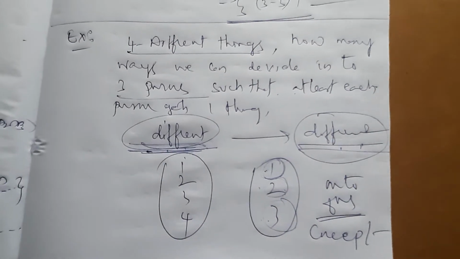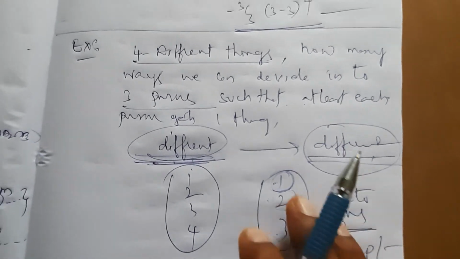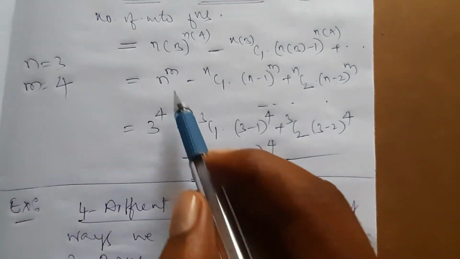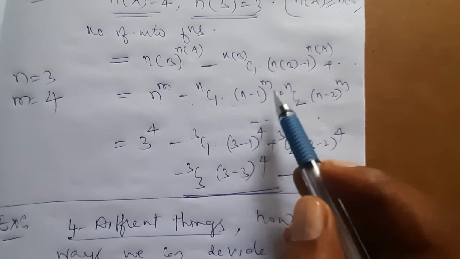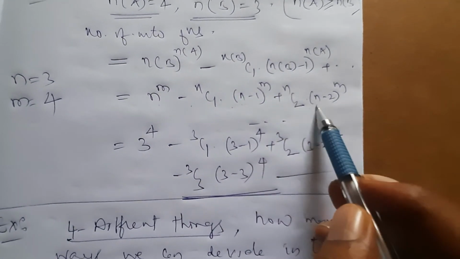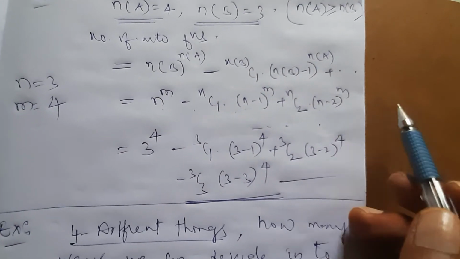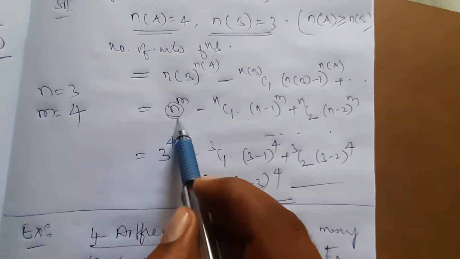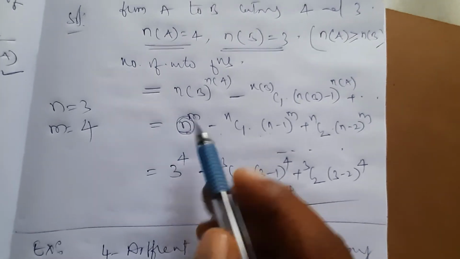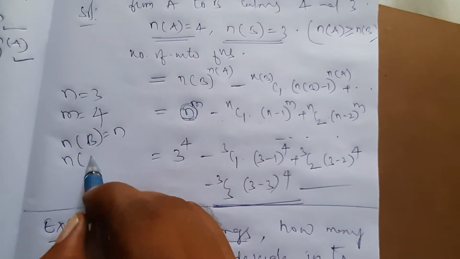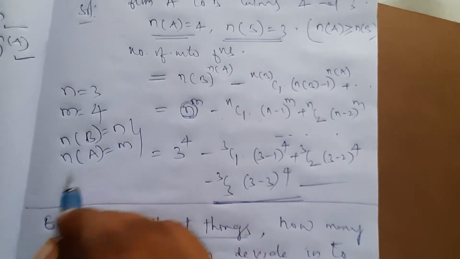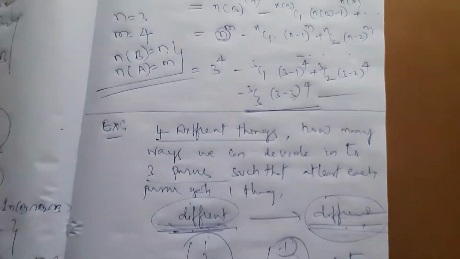Immediately you have to apply that onto functions formula. What is the onto functions formula? This one: n^m − nC1 (n−1)^m + nC2 (n−2)^m − and so on, where n is the number of elements in the set B, meaning n(B) = n and n(A) = m. Then simplify, you will get the answer.